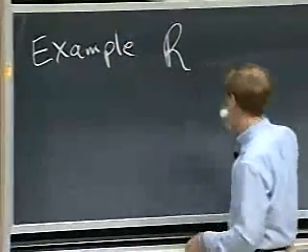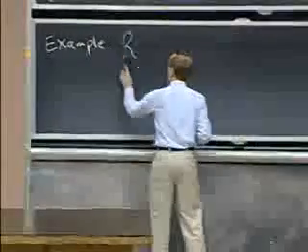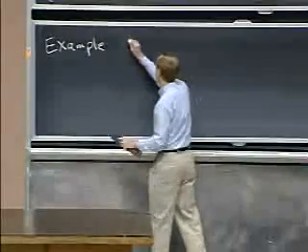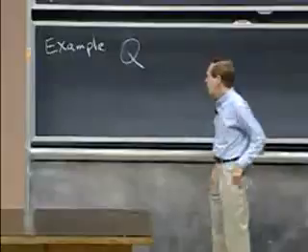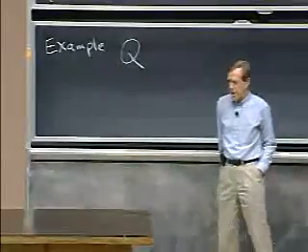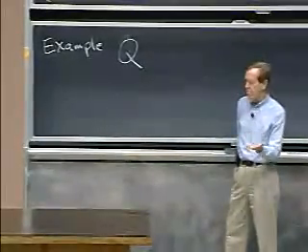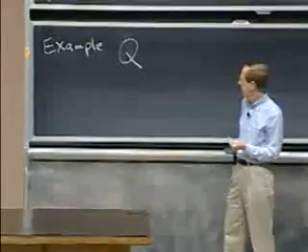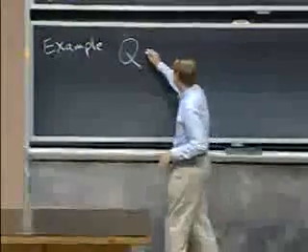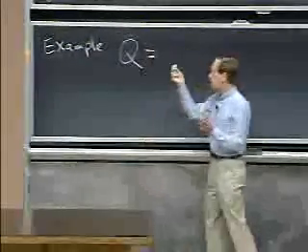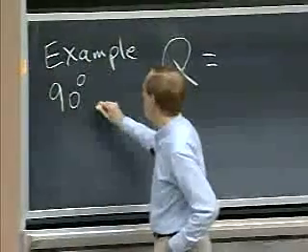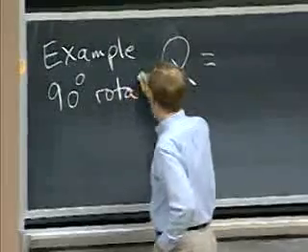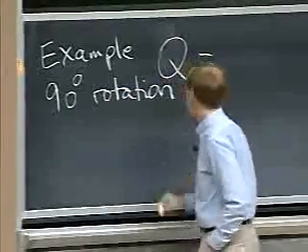So a rotation, I better call it Q. I often use Q for rotations, because those are the very important examples of orthogonal matrices. Let me make it a 90-degree rotation, so that my matrix is going to be the one that rotates every vector by 90 degrees.